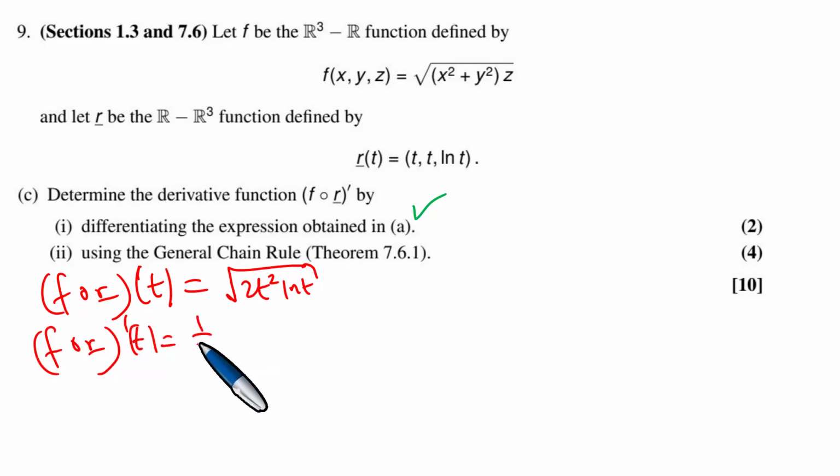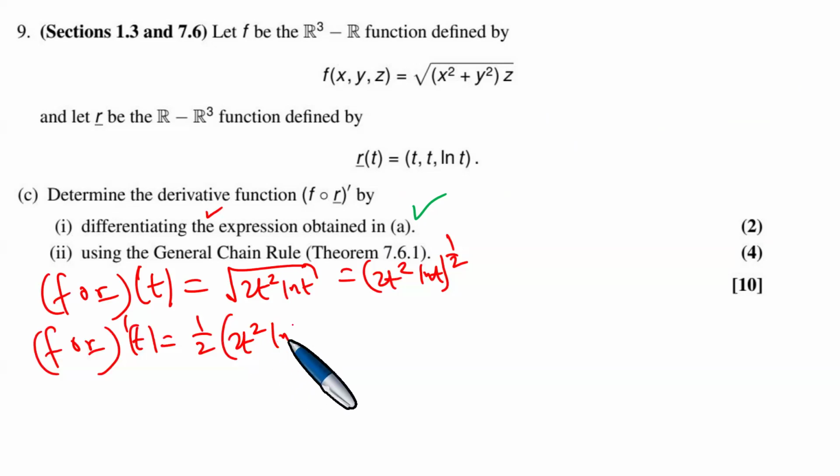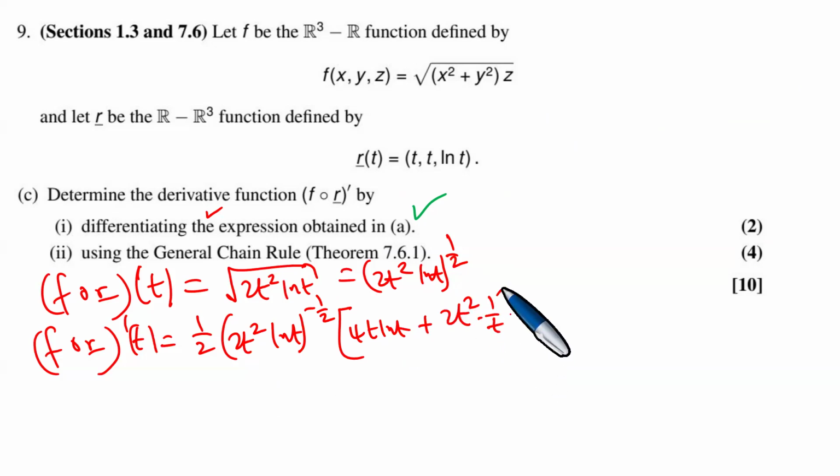What is the square root of this? This is 1/2, because this can be seen as 2t squared ln t raised to 1/2. Just find the derivative using the chain rule here. So bring down 1/2, 2t squared ln t, then subtract 1 and you get -1/2. Then you differentiate the inside. You differentiate first the 2t squared, getting 4t ln t plus 2t squared. The derivative of the ln t is 1/t.